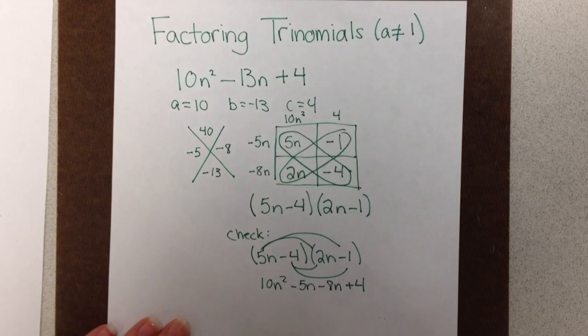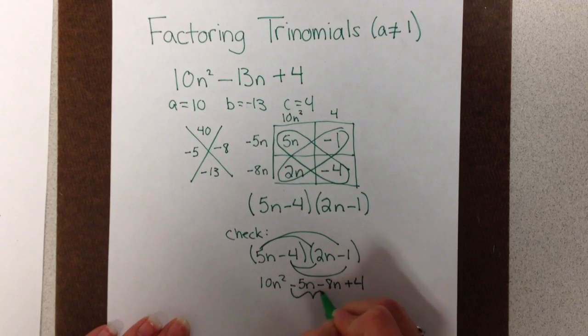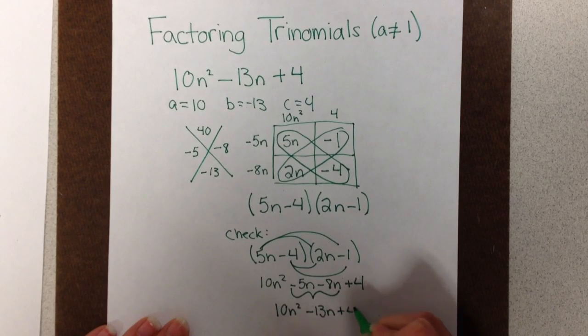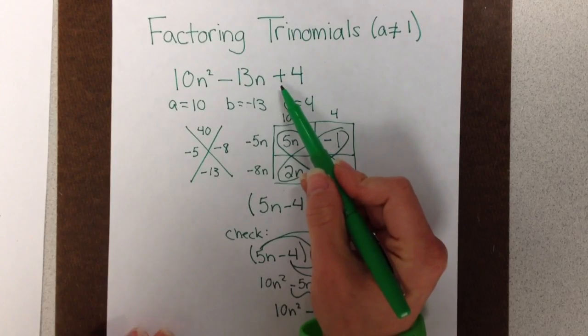Our last step is to combine our like terms. So we would get 10n squared minus 13n plus 4, which verifies that we did it correctly because that was the original trinomial that we came up with.